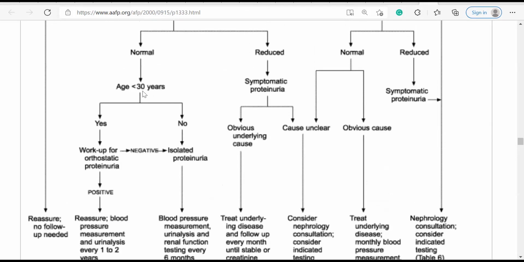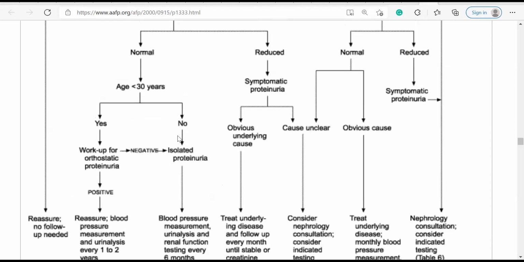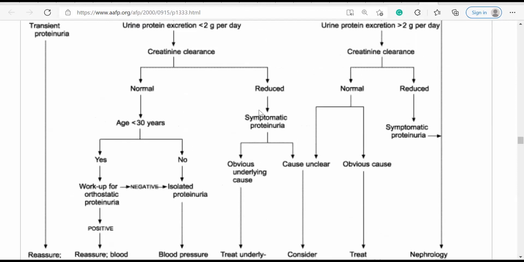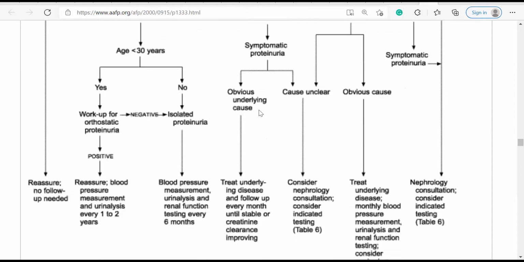If age is not less than 30, okay, then it could be just an isolated proteinuria also, the same thing. Okay, nothing abnormal about it. You cannot diagnose isolated proteinuria unless you rule out orthostatic proteinuria. Okay. If patient kidney function is reduced, then you need to think about any underlying condition. That means you do further kidney-related investigations and talk to the nephrologist.